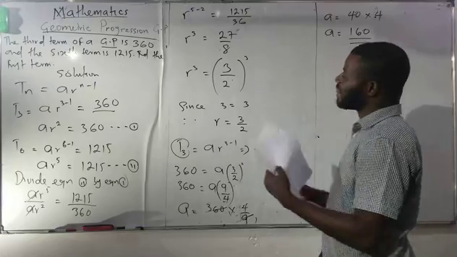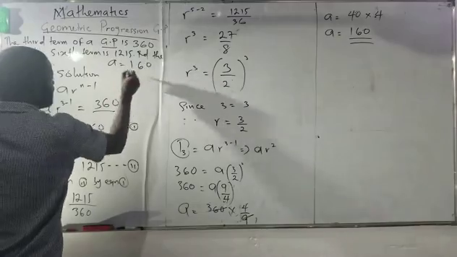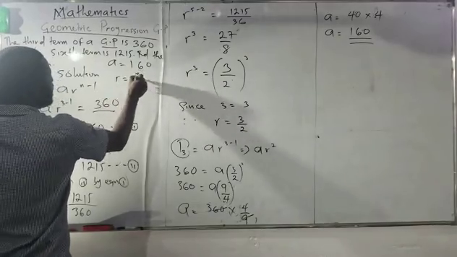That means my first term is equal to what? My A equals 160. My R is equal to 3 over 2.